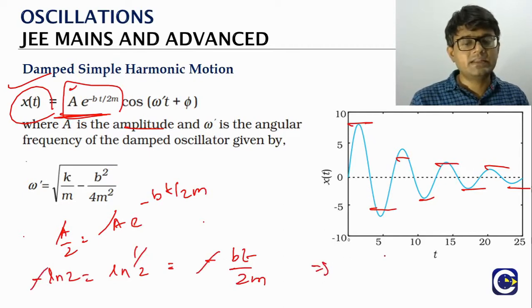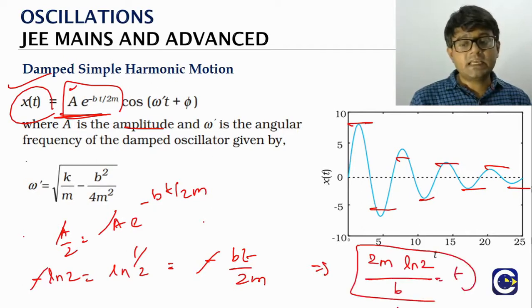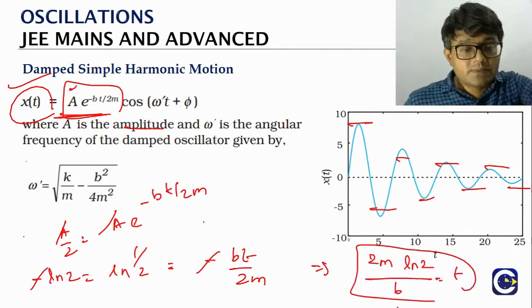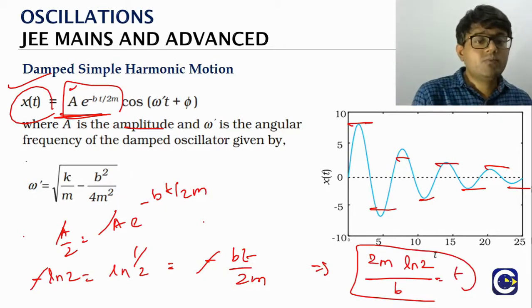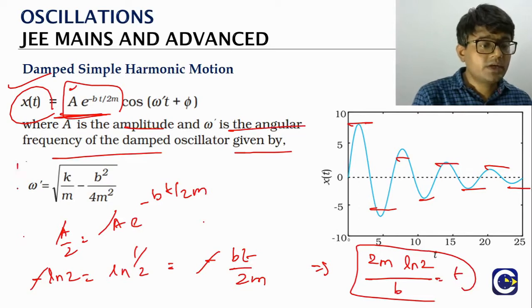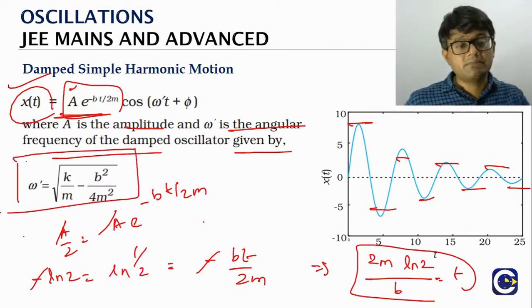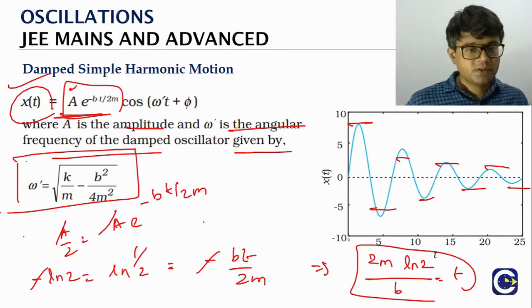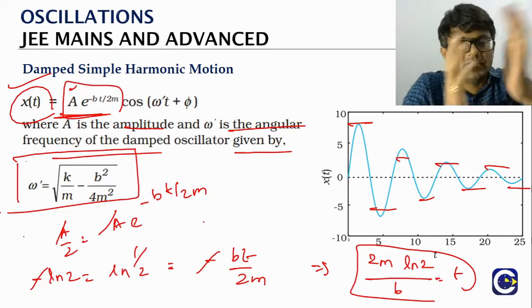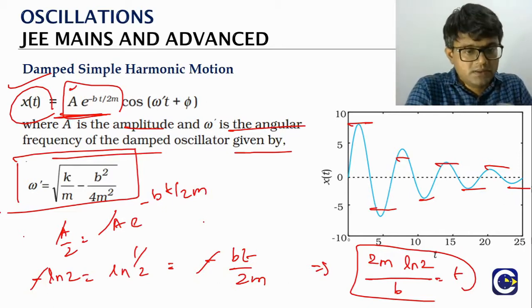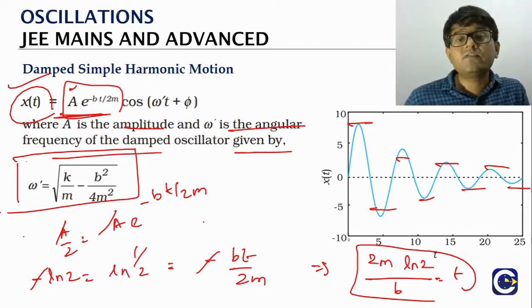So from here we'll get the corresponding time, which will be 2m into ln 2 divided by b. That is the time in which the amplitude becomes half of the original value because of the damping. And here the omega dash, which is the angular frequency, has the expression root of k by m minus b square by 4m square. Now the detailed solution of how we get the solution for the differential equation is not something that we are going to cover here, but you can look at the final expressions.